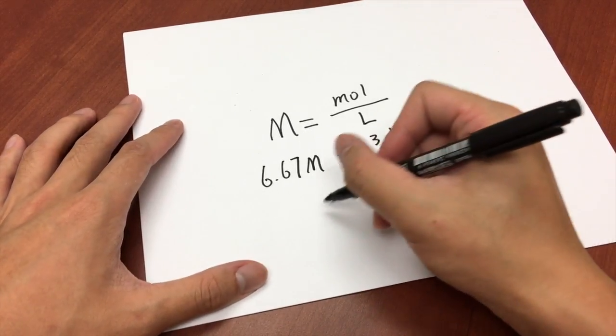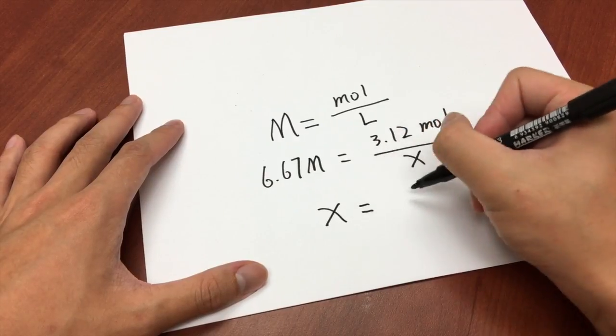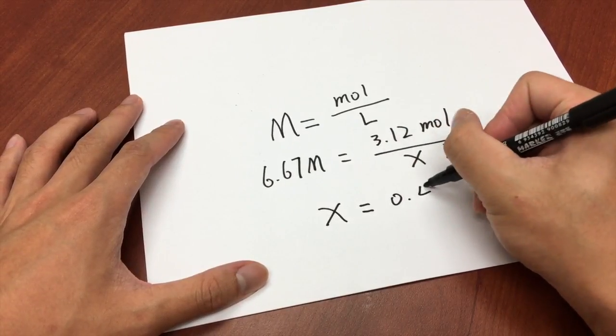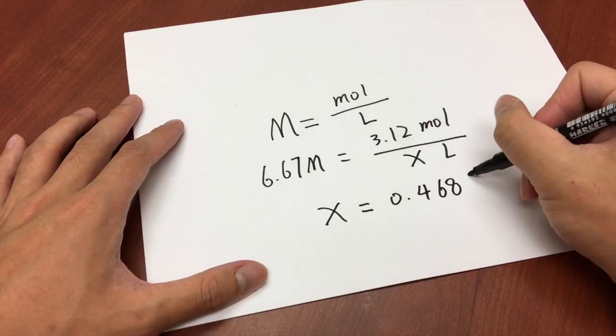So we can just do some algebra. X is equal to 0.468 liter.